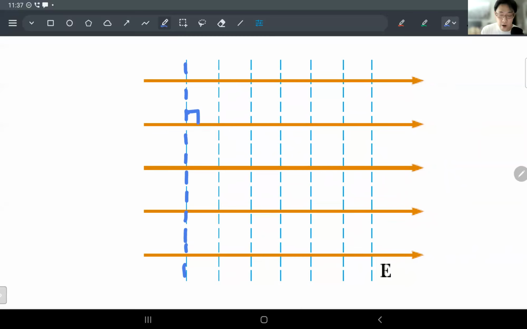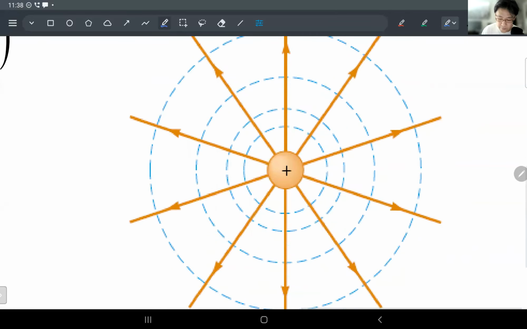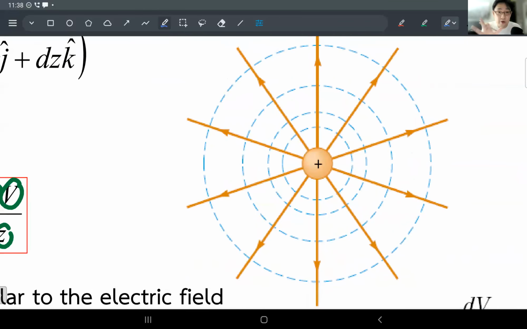So you can think backward. If you have those blue dashed lines, you can cut through these lines perpendicularly, and you will get the electric field back. You see the relationship between the two, it's like this all the time. Back in Coulomb's law, a point charge will generate the field going outward. So if you cut this field perpendicularly, you will get the layer of constant potential value.